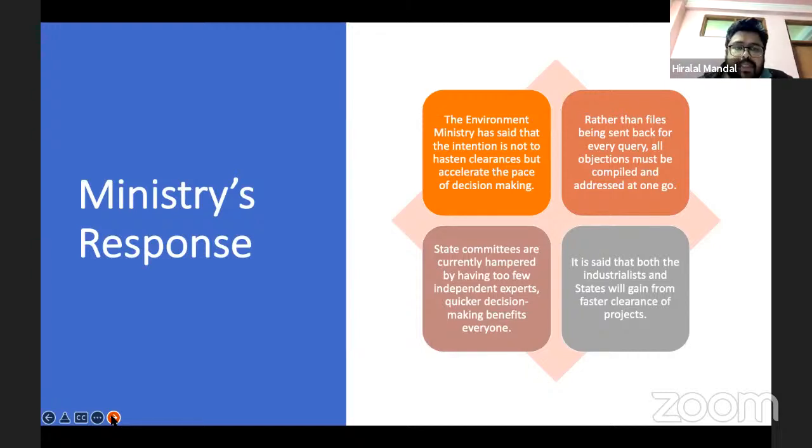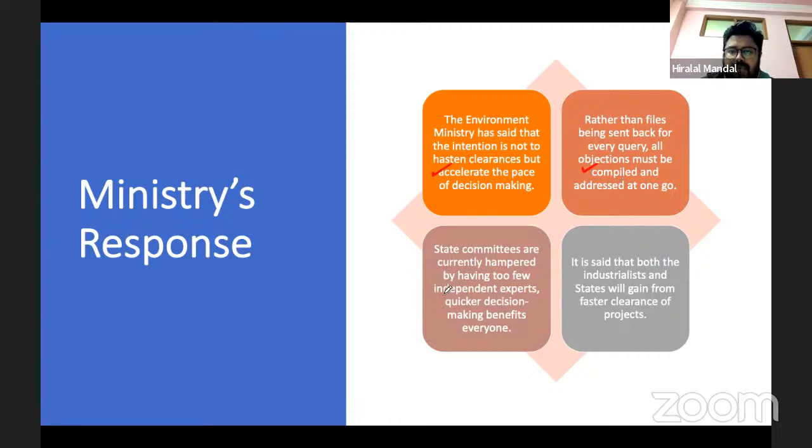However, the ministry has made some responses. The ministry is making a response that its intention is not to hasten the clearance. Rather, it is saying that there's a need to accelerate the pace of decision making in the ministry, and that's why they have brought such a star system of ranking. It will also allow the state not to send and resend the various objections on the projects. Rather, sending the various objections at once will help in speeding up the process.